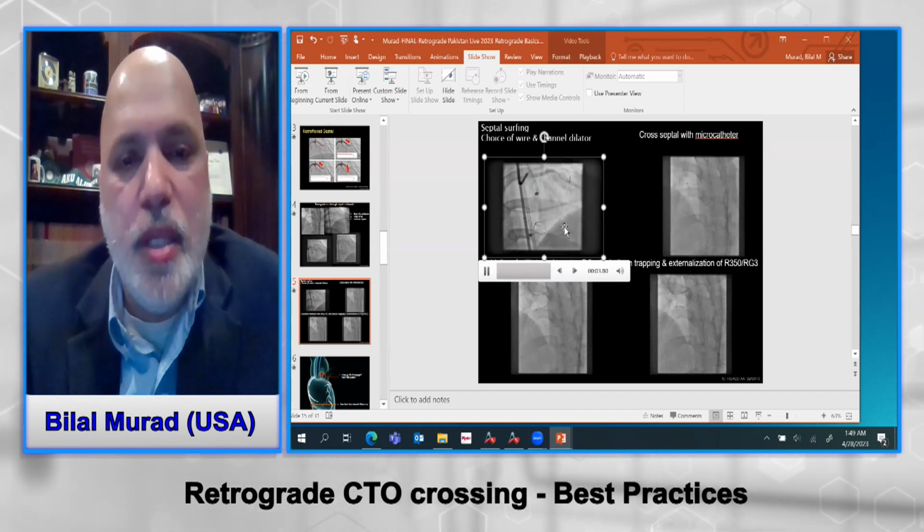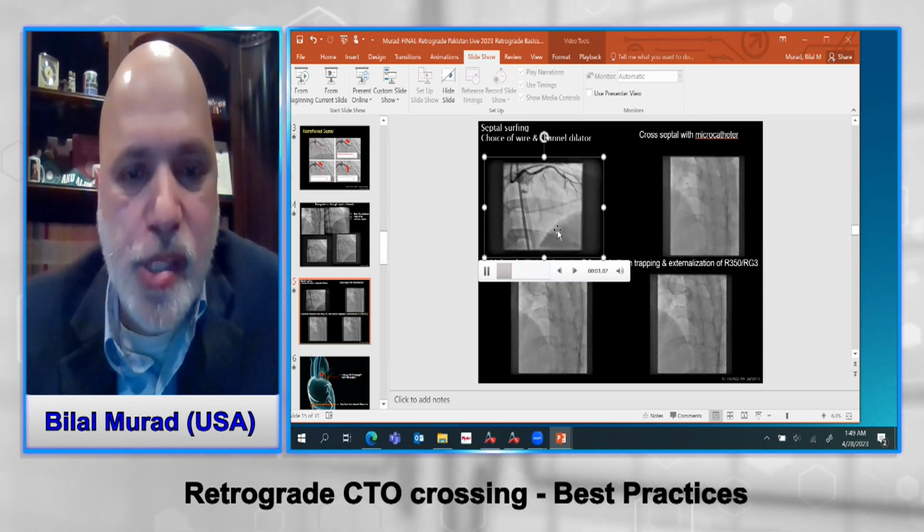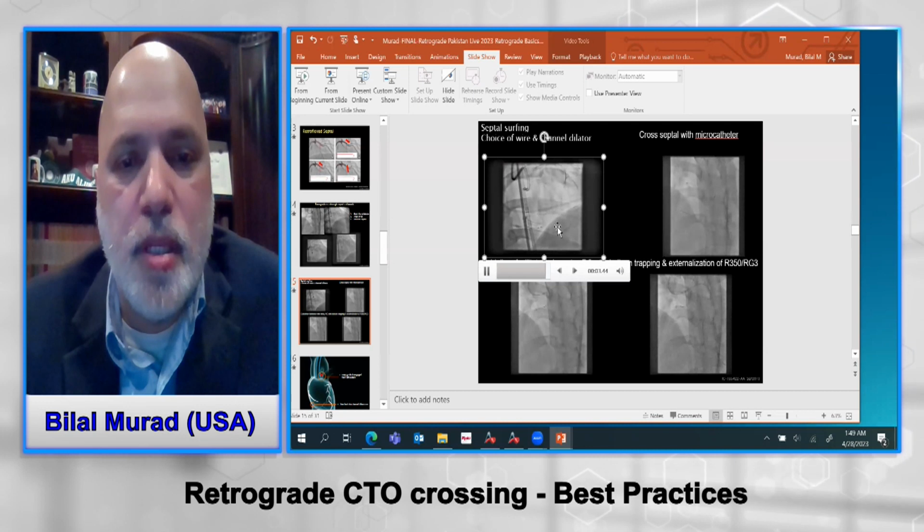Septal surfing is really more of going quick in and out. If you need resistance to stop, you really can't wire a septal branch. You just have to keep trying different angles and different branches.